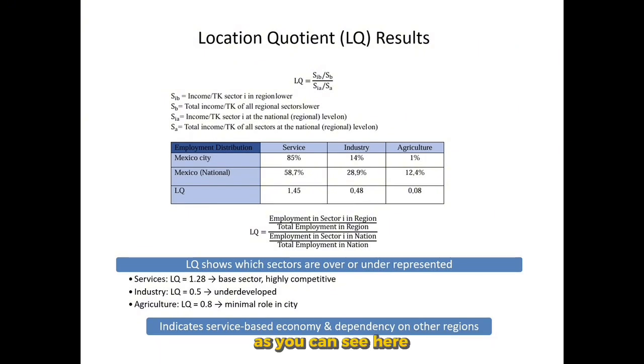As we can see here, LQ is equal to employment in sector E in the region divided by total employment in the region, divided by employment in sector E in the nation divided by total employment in the nation, and the total is here. Okay, so based on the equation here, for services the LQ is equal to 1.45, which means it is a base sector.